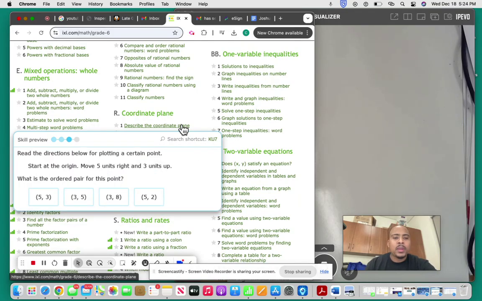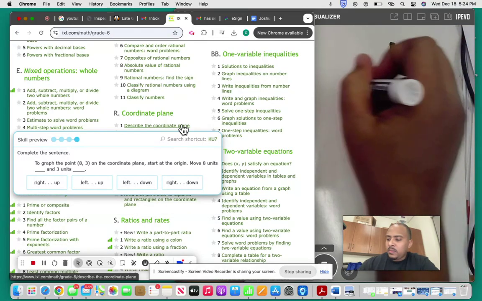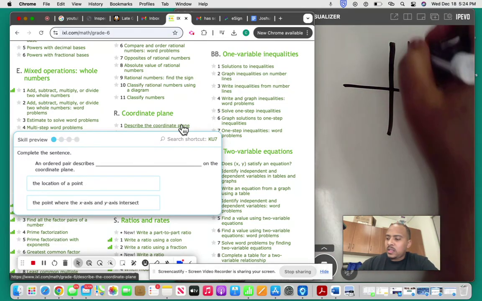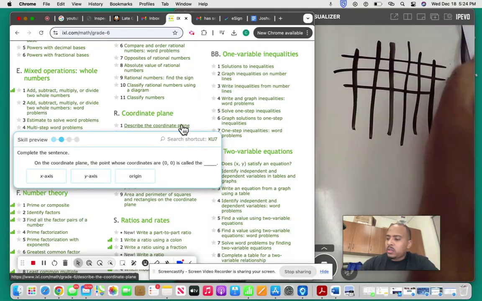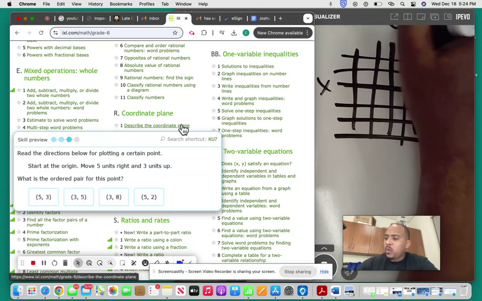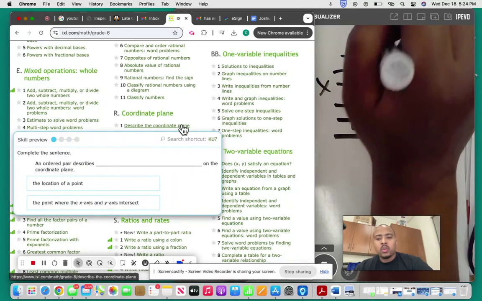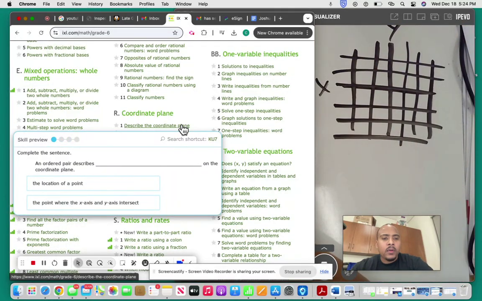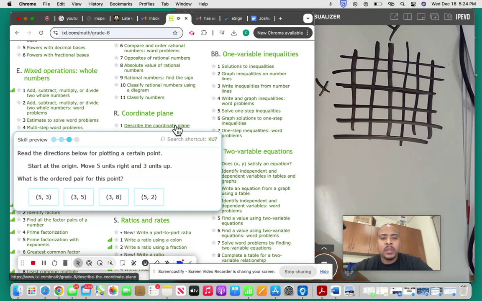And the coordinate plane is that T-shaped grid that you like to see that has a bunch of vertical lines and a bunch of horizontal lines, and it always has an X and a Y axis, and you plot points on the coordinate plane. All right, so this is what we're going to be talking about, describing the actual coordinate plane.